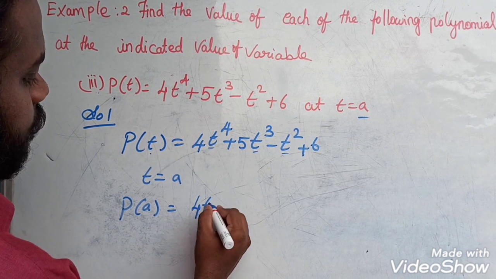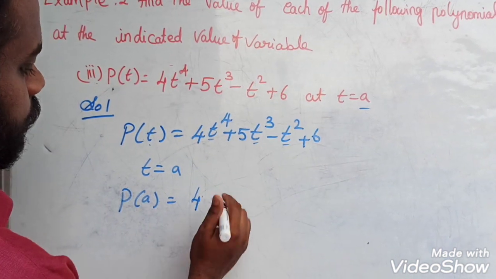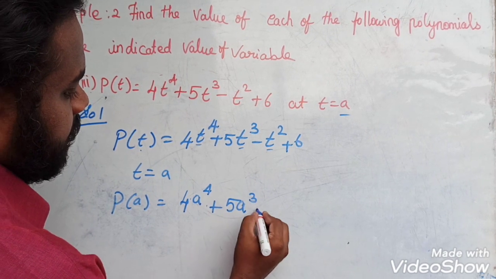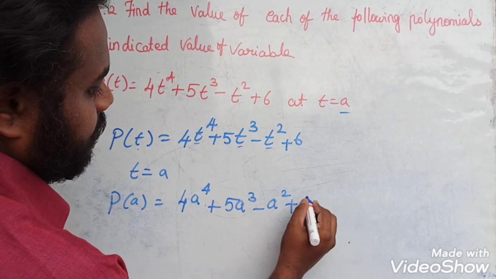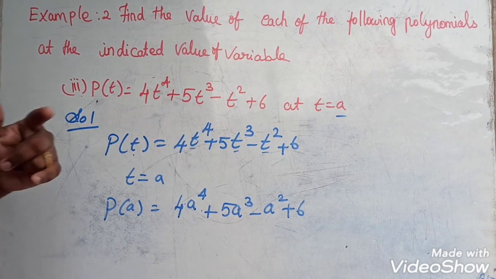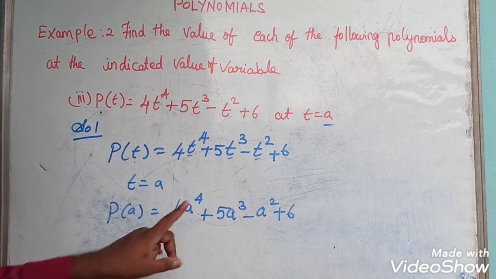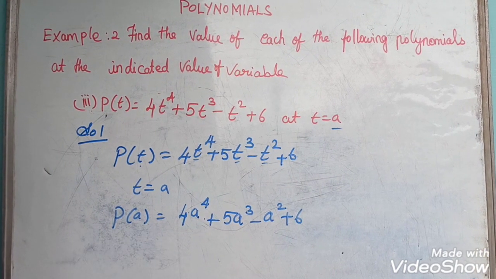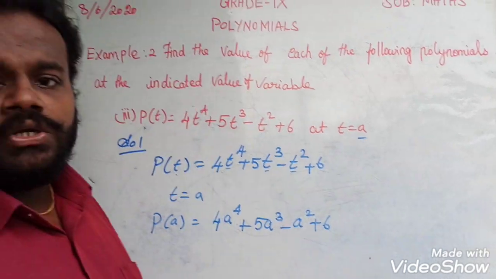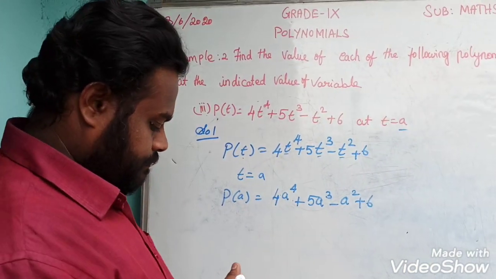So directly 4a power 4 plus 5a power 3 minus a square plus 6, because they are both only variables. Instead of the variable t I have to substitute a. The answer is 4a power 4 plus 5a cube minus a square plus 6. Next we move on to example number 3.